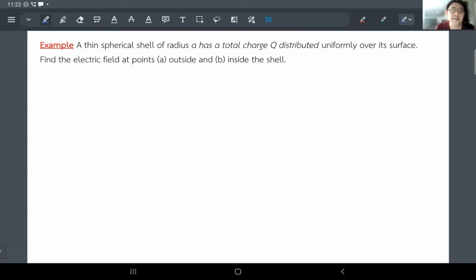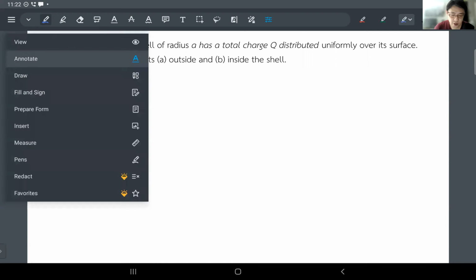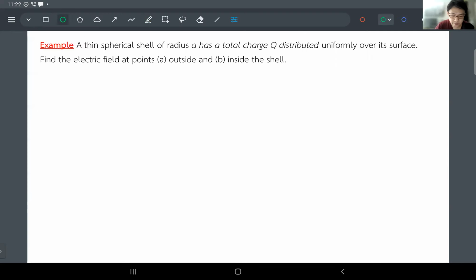This is our last exercise for Gauss's law. You have a thin spherical shell, a sphere again, with total charge Q distributed uniformly over its surface. Now find the electric field at point A outside and point B, another point inside the shell. Okay, guys, this is a very good practice for you. I'm pretty sure. All right, so I'm going to draw a shell right there.